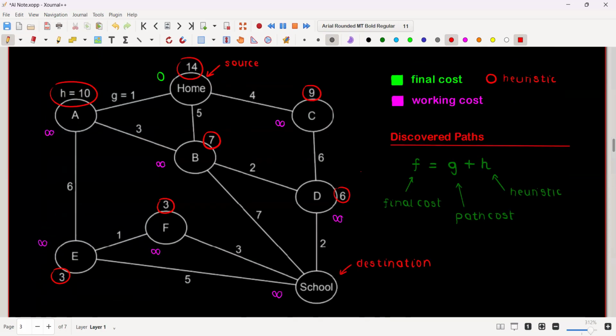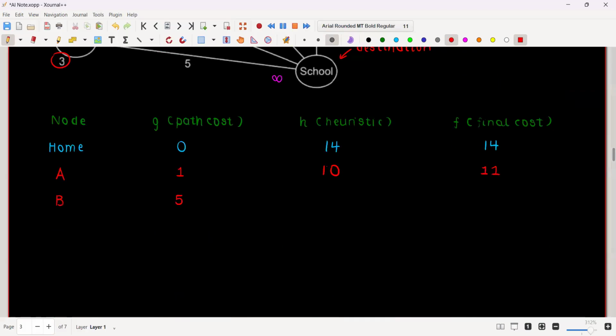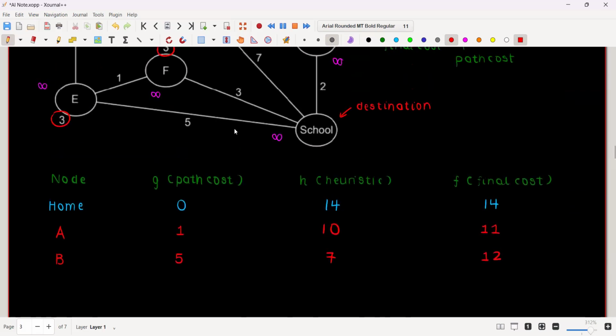Okay, that's done. And then we look at B. The cost to B from the home is going to be 5 plus the home's original cost. This is just the path cost, right? 0 plus 5, that's 5. So the cost to B is going to be 5. But the heuristic of B is 7. So I write down 7 here. And what's the total? That's going to be 7, 8, 9, 10, 11, 12. So I realize that the final cost is 12.